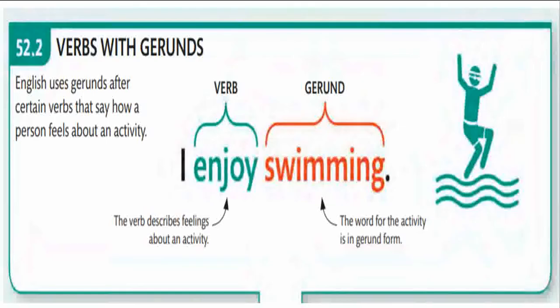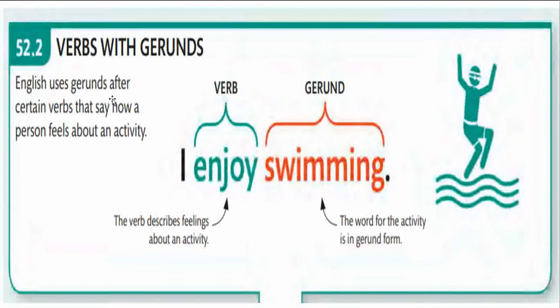Now let's proceed to the second pointer, verbs with gerunds. English uses gerunds after certain verbs that say how a person feels about an activity. Now let us first understand gerunds. Gerunds are verbs with ing in the spelling, and these gerunds are used in such a way that they have the force of a noun as well as the force of a verb in a sentence.